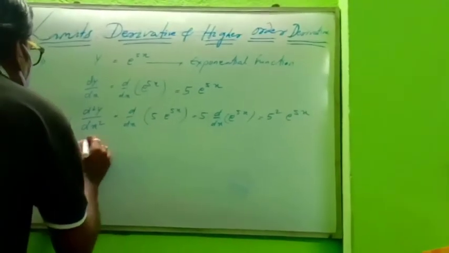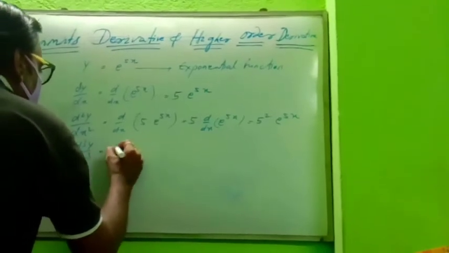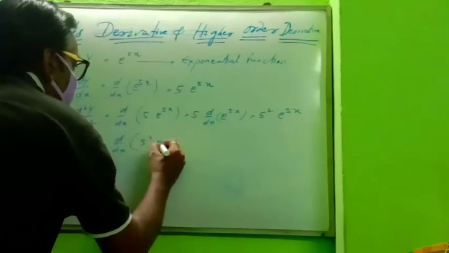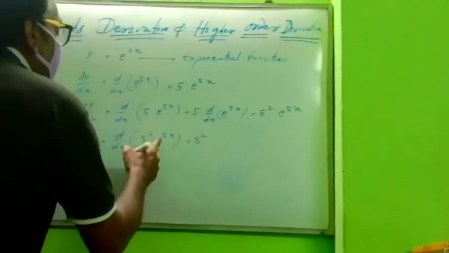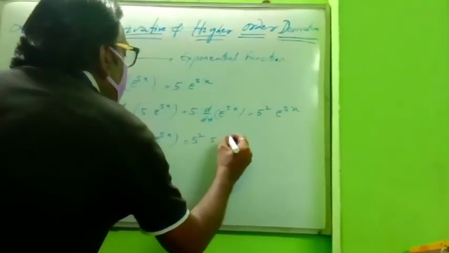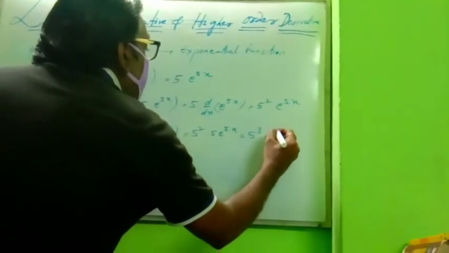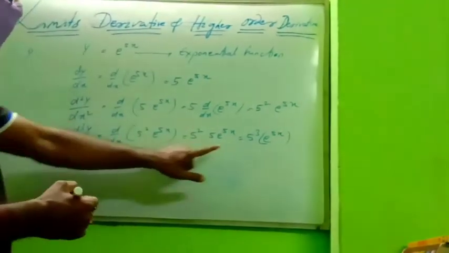Next, come to the third order derivative, d cube y by dx cube. It will be how much? d by dx. What we got: 5 square into e to the power 5x. This 5 square will be outside. Again, this 5 will come outside. The derivative of e to the 5x is 5 into e to the power 5x. Finally, you are getting 5 cube e to the power 5x. Is it clear? For the third order derivative, you are getting 5 cube.